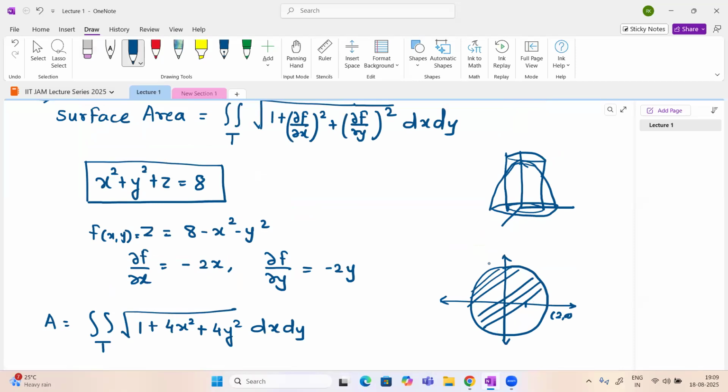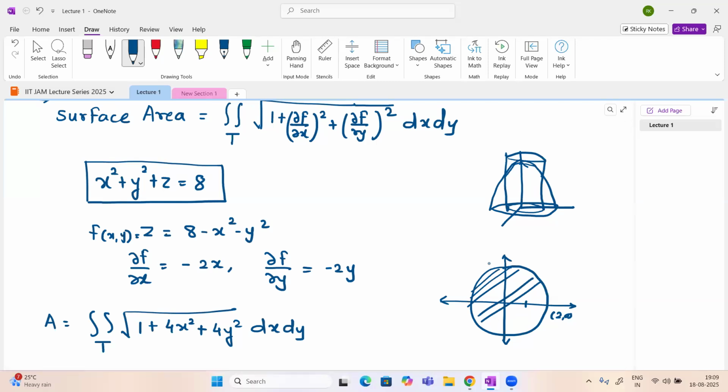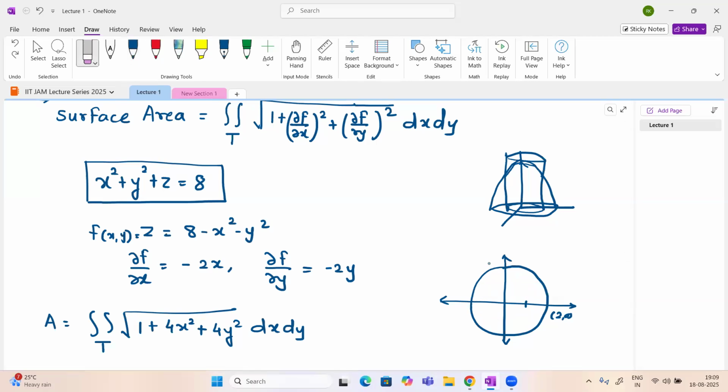Can you explain it once more? What do you mean by projection? Projection means simply you can take its shadow in the XY plane. Getting it? So if you take its projection in the XY plane, you will get a circle. That means we have to solve this double integration over this circle.